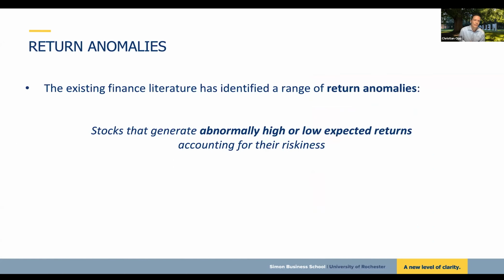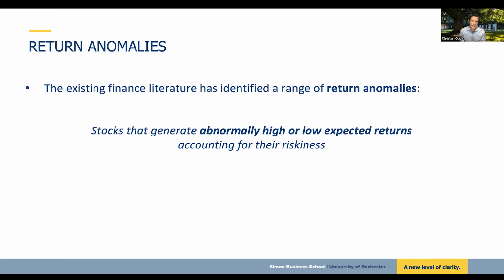So what this finance literature has been doing is it has identified a range of what are called return anomalies. And return anomalies, you know what a return is. You invest today and you get maybe 10, 15% on your investment over the next year. That's a return. Now, what is a return anomaly? A return anomaly is a situation where you systematically identify stocks that generate abnormally high or low expected returns, accounting for their riskiness. Okay, so the idea is that you can get more return on average keeping the risk fixed, or you get less return on average keeping the risk fixed. And obviously in one case you would want to buy the stocks that generate high abnormal returns, or short the stocks, that is sell the stocks that generate low expected returns, because you want more return as an investor.